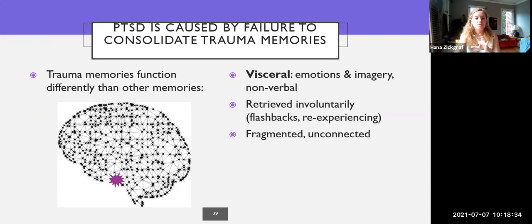The memories themselves, too, are not very linear. So people will experience little flashes and pieces of the event, but they don't necessarily remember the event as a coherent linear narrative progression.